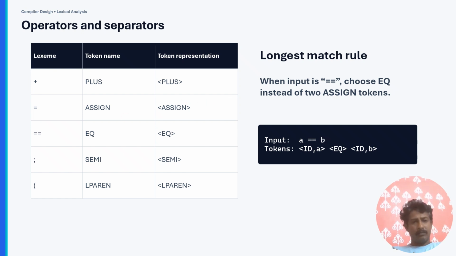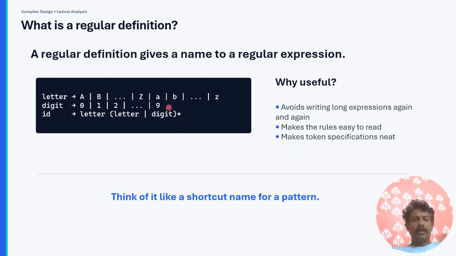And regular definitions. Regular definition is very simple. It gives names to regular expressions. For example, instead of writing all letters again and again, we define letter once. Instead of writing all digits again and again, we define digit once. Then we use the names inside bigger definitions. For example, here ID uses letter and digit. So this makes token specifications clean and easy to understand. You can think of regular definitions like shortcut names for patterns.